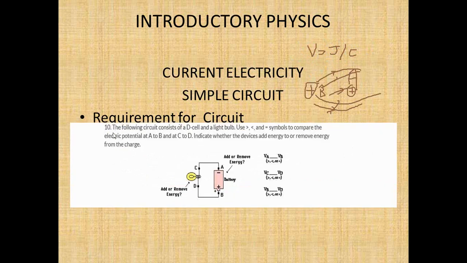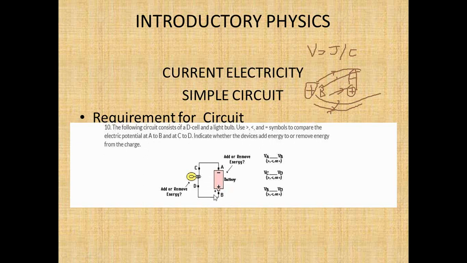All right, so let's look at this one. The following circuit consists of a D cell and a light bulb. Use greater than, less than, and equal symbols to compare the electric potential at A to B and C to D. Indicate whether the device adds energy to or removes energy from the charge. So you have your battery source, you have your high potential terminal, your low potential terminal. Your positive charge is going to move like this.